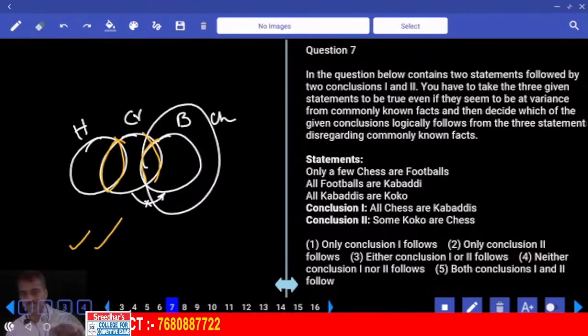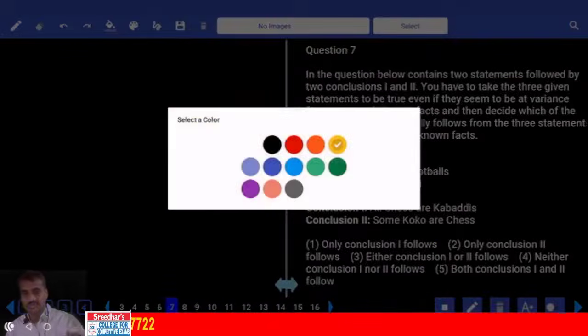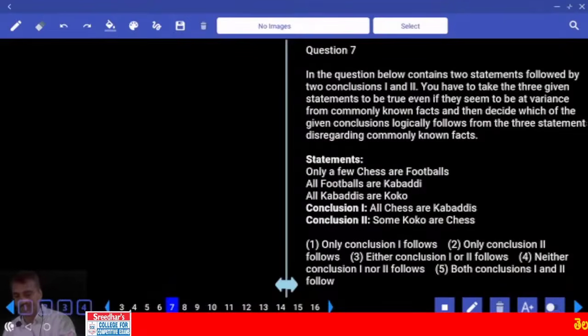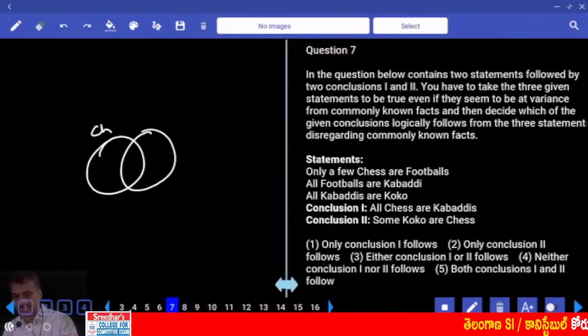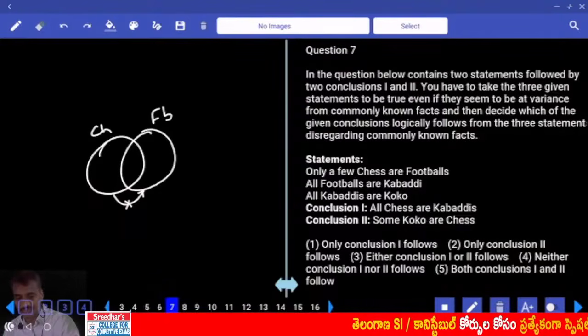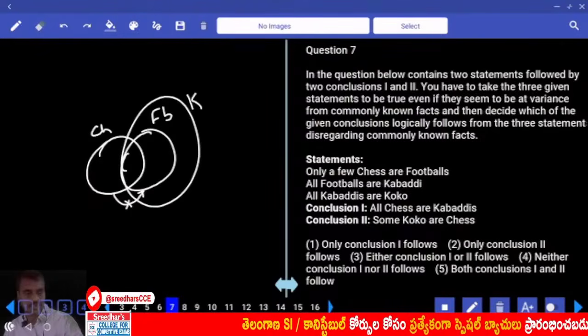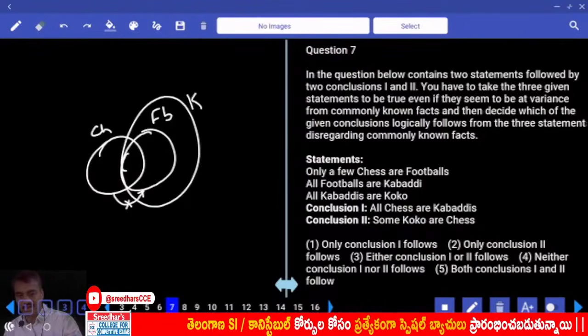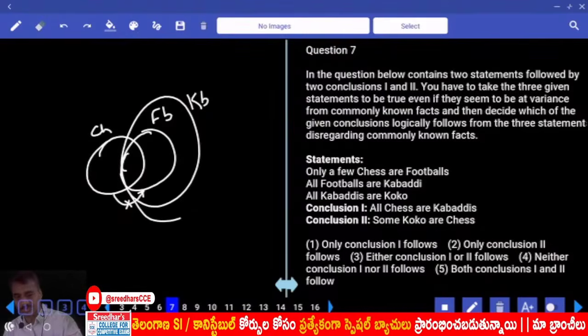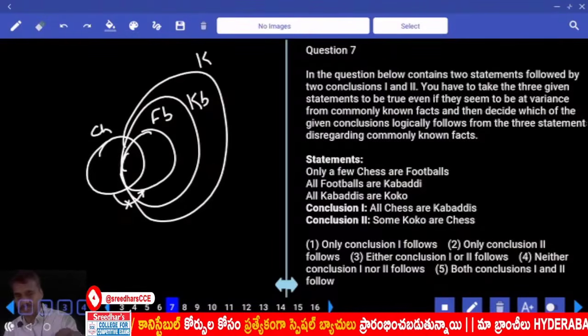Then coming to question number 7. Now in the 7th one, only a few chess are football. Only some chess are football, but not all. Now this is chess and football. And all football are kabaddi. Now this entire football is a part of kabaddi. And all kabaddi is what? Kho-kho. Now this entire kabaddi is a part of kho-kho.